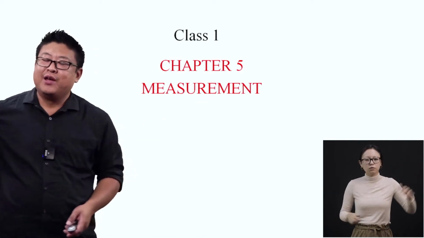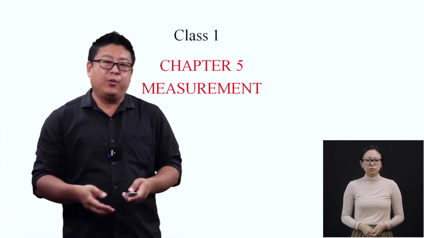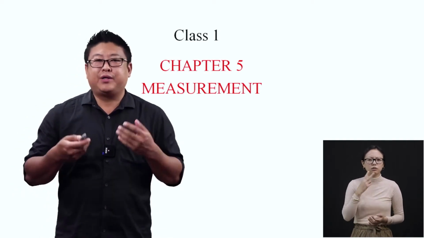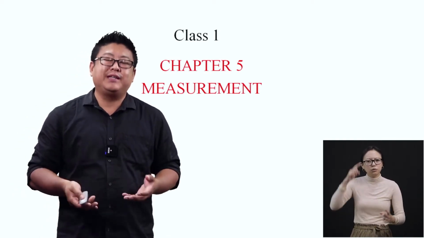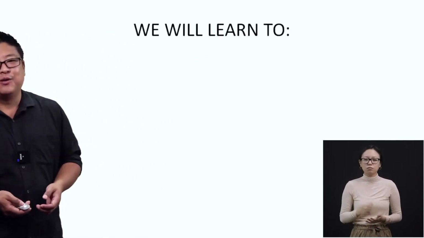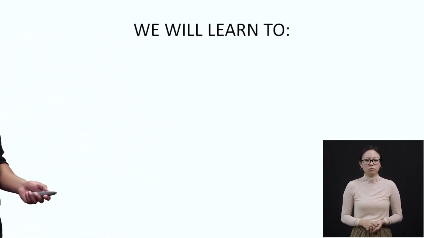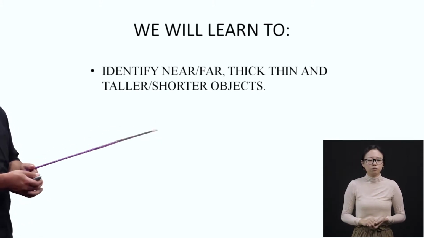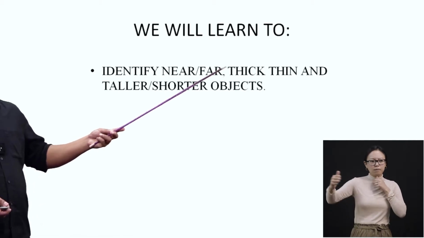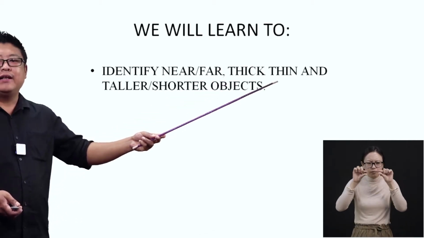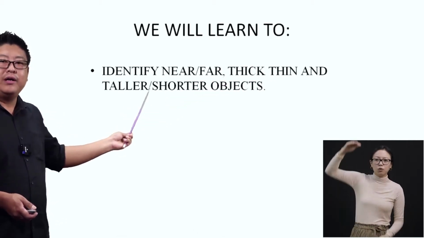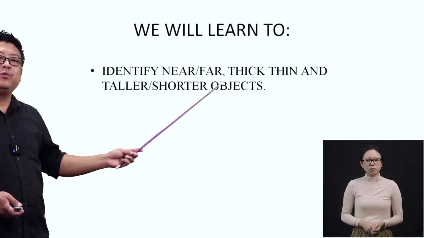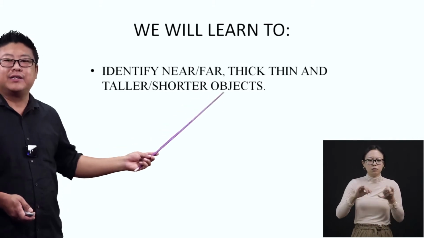All right, children? So, before we go into the topics, let's try to see what we aim to understand through this chapter. So let's look at the first point. We will learn to identify near, far, thick, thin, and taller, shorter objects. After this lesson is over, we will be able to identify all this.